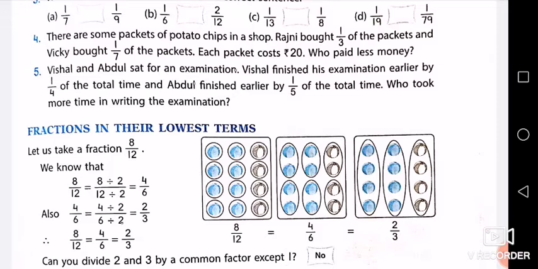Now, first statement will be fraction of total time taken by Vishal, and fraction of total time taken by Abdul. Then who took more time in writing the examination? That we will know after comparing the given two fractions, that is 1 by 4 and 1 by 5. So let's start the question. We will find out what will be the statement of this question.